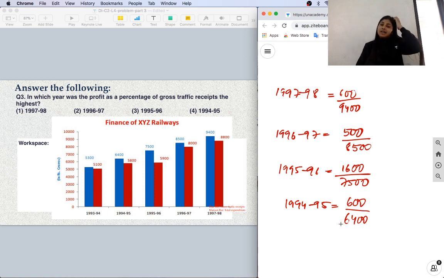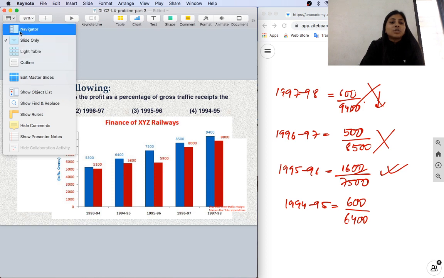Okay, we have to find the highest value. We can see the numerator here is the same, but the denominator is higher here, so this value is going to be less. This is not the answer. Out of these two also, this numerator is greater, this is less, and the denominator is greater, so this can't be the highest value. Out of these two, this is clearly the highest numerator and the denominator is comparable, so the highest value is in 95-96, option 3.